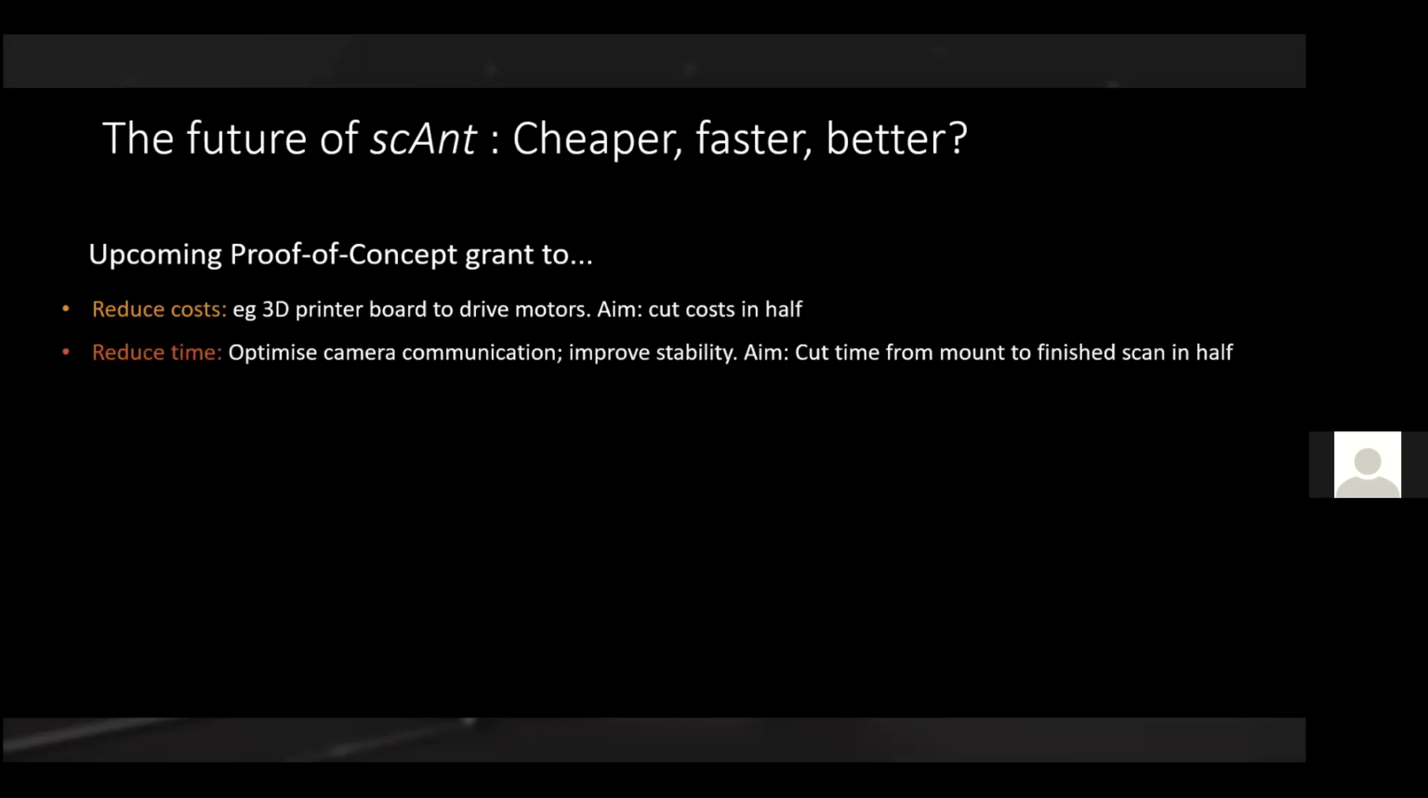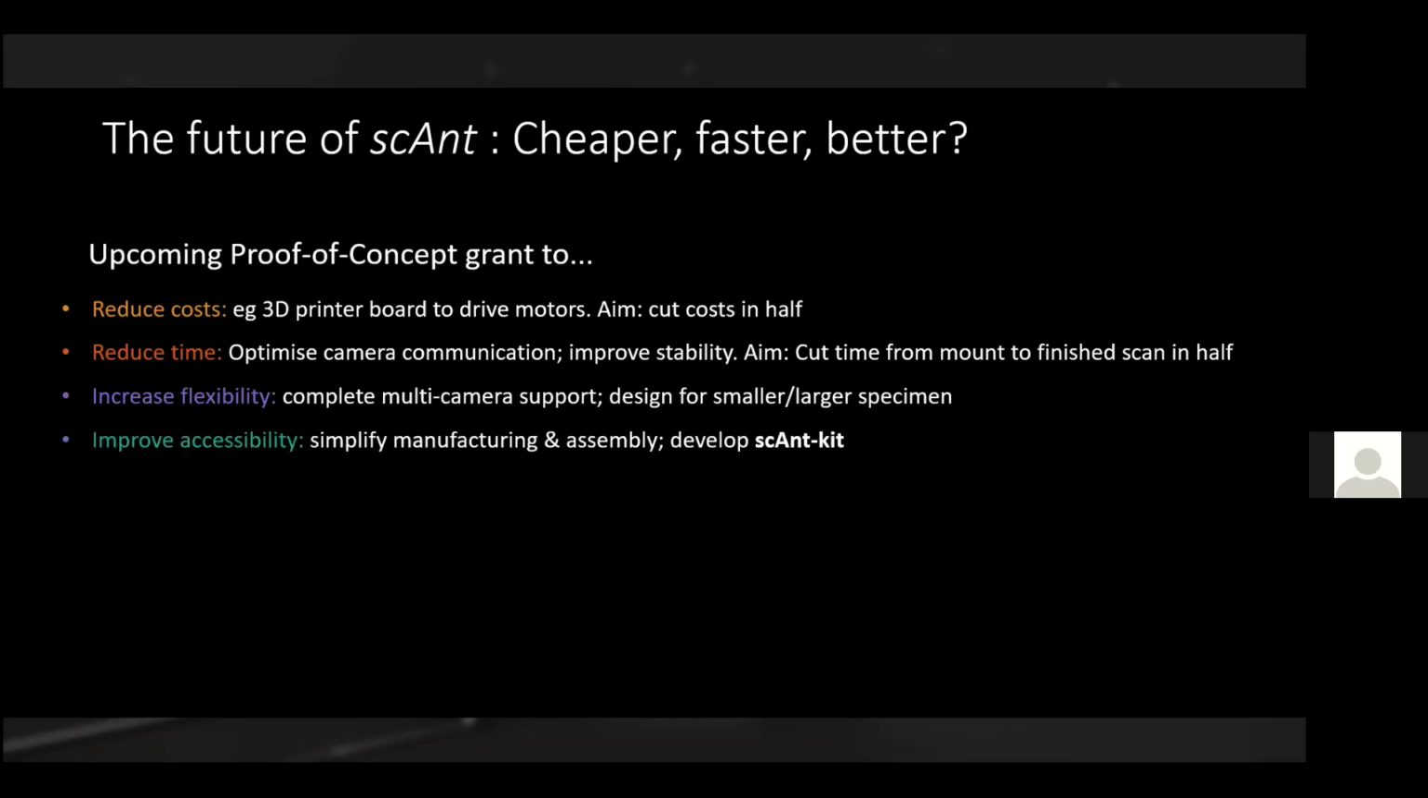We want to reduce time. We think that the main point with which we can address this is to improve the communication between the camera and the computer and to increase stability. And we hope that we can roughly halve the scan time. We want to increase flexibility, add support for more cameras, provide design options for smaller and larger specimen. And we want to improve accessibility, simplify the manufacturing process and the assembly process, and develop a scan kit similar to 3D printer kits that exist, for example, for Prusa, so that you would receive the parts and just have to do the assembly. And hopefully a simpler assembly process without soldering, etc. We are committed to keeping scAnt open, so we have no interest in closing any of this off.